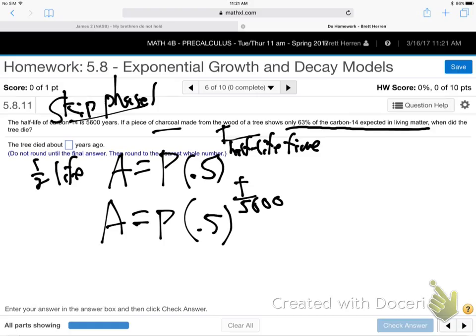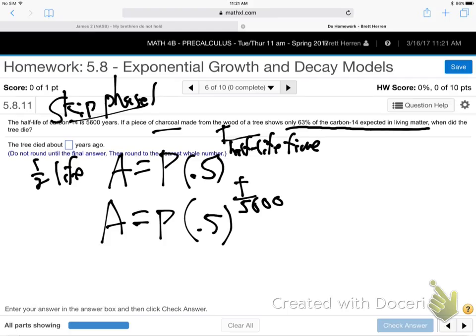It hasn't gone down to half yet. It's still got 63%. So it's not 5,600 years old, is it? It's probably around 2,000 or something. And now we'll get the exact number. But see how it's good to have a ballpark before you. That way, if you hit the wrong button on the calculator and get something crazy like 57,000, you're like, no way. I know the answer is not right.